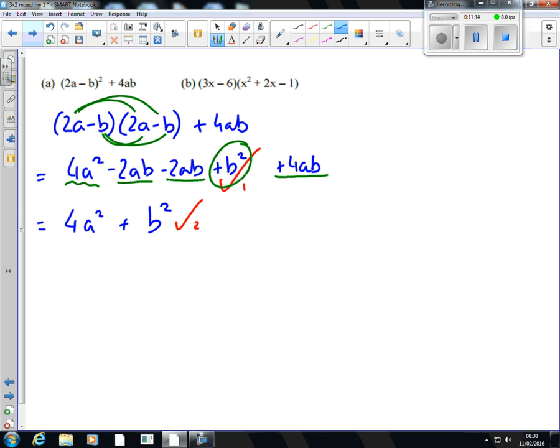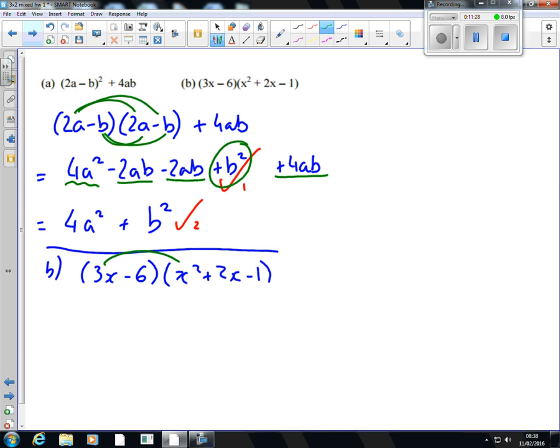Okay, now for part B, I'm just going to do it underneath. Part B, we have a slightly more complicated version of our rainbows from above, but that's fine. So the first thing I'm going to do is multiply the 3x by everything. Boom, boom, boom. So that's going to be 3x cubed plus 6x squared minus 3x. If you've got that first set of things multiplied out, give yourself a mark.